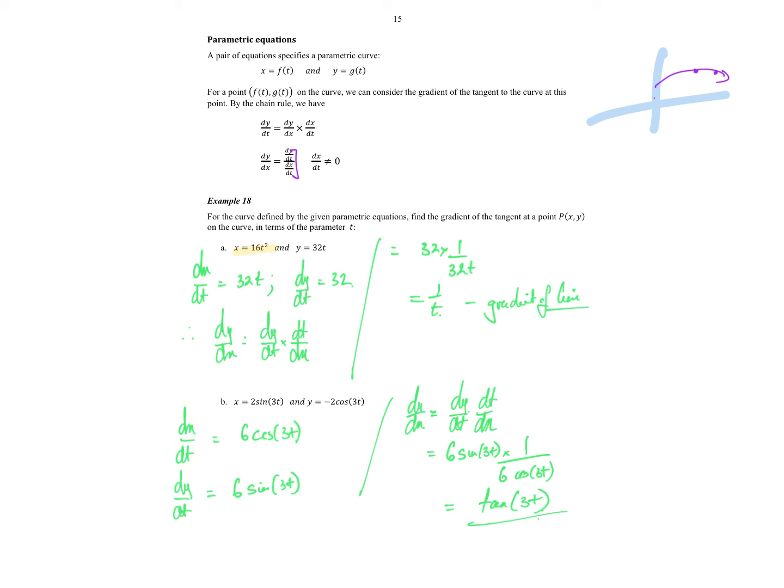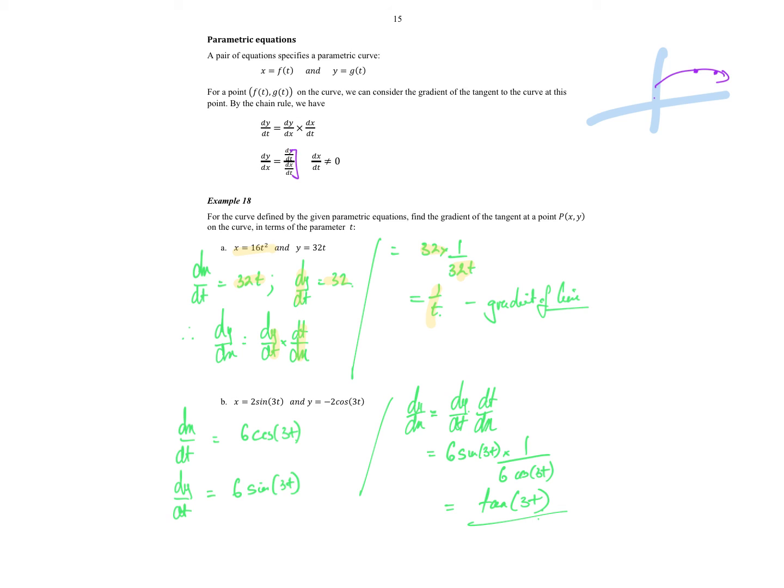So x is equal to 16t squared, dx/dt then is 32t, dy/dt is 32. So dy/dx is dy/dt times dt/dx, which is equal to 32 times 1 over 32t, which just gives me 1 on t. So that's the gradient of the line at any point in time.